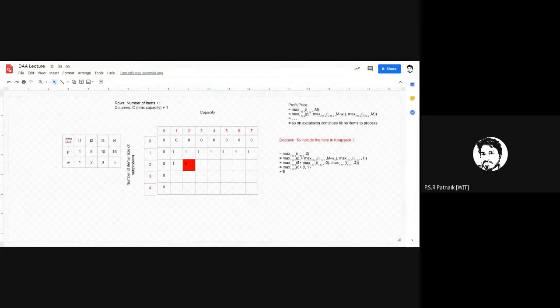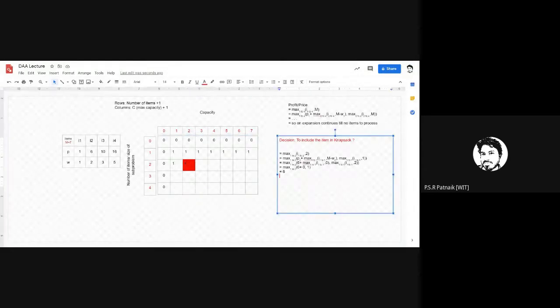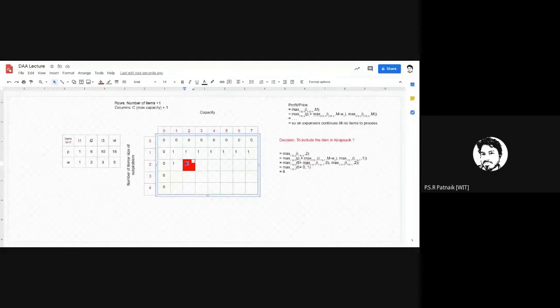You can respond here in the chat window. Before I move further, I want to make sure you understood this. Have you understood why I have received 6 here? Okay, I have an answer. He said yes. Okay, so I'll move further. So I have a 6 here, right? I hope you understood this.